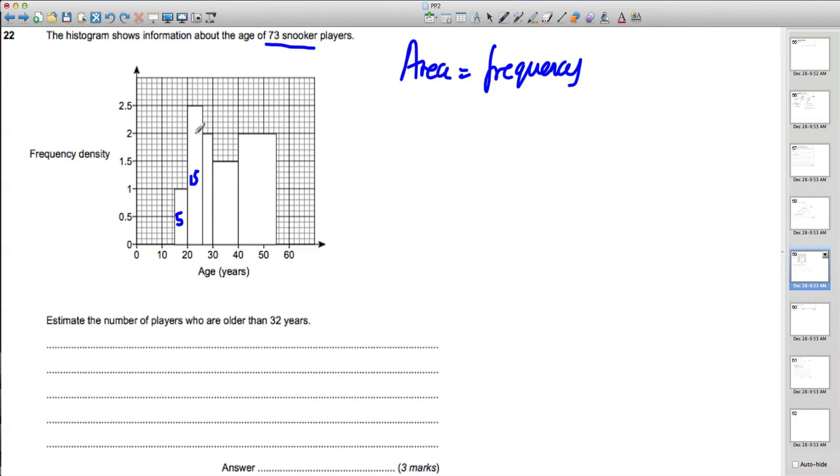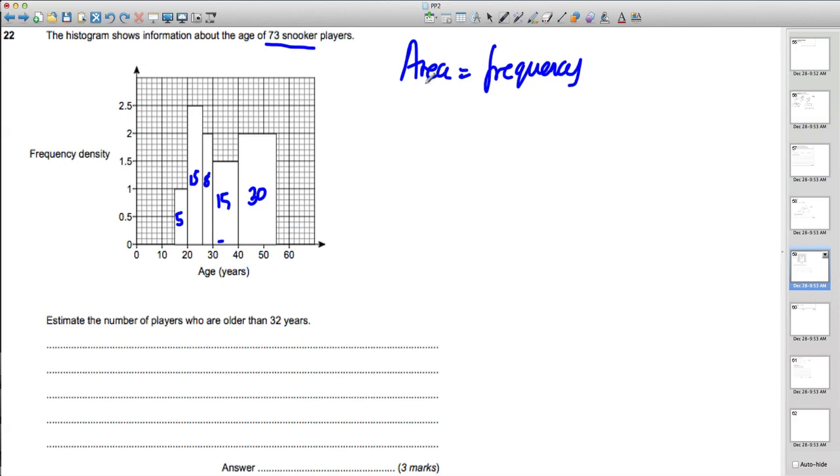This one here would be 4 times 2, which is 8. This one here would be 10 times 1.5, which is 15. And this here looks like 15 times 2, which is 30. Let's just double check they all add up. 5 plus 15 plus 8 plus 15 plus 30 adds up to 73. Good, so we've done that right.